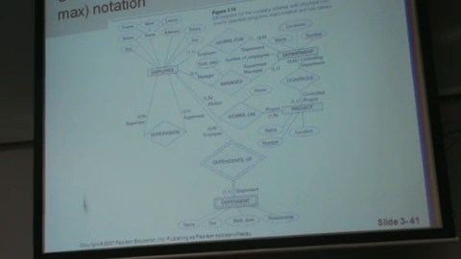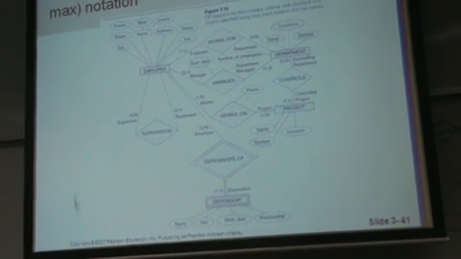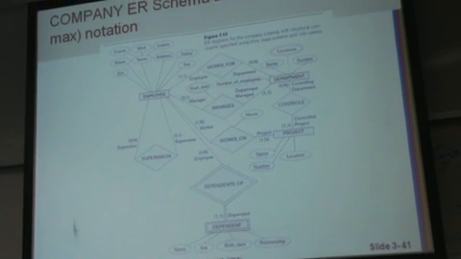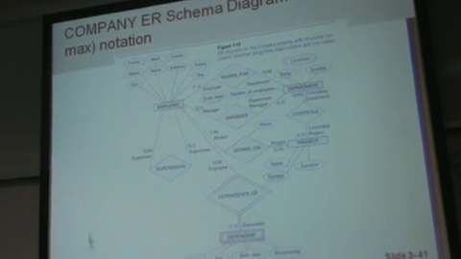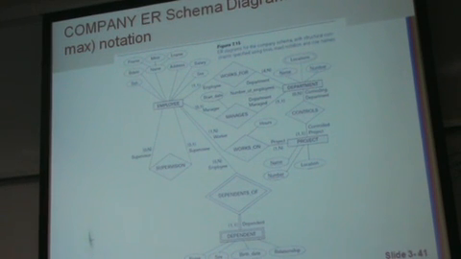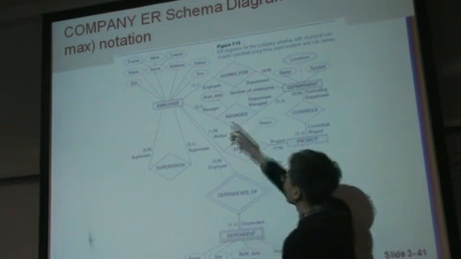Minimum four. So he will answer. No? I think that he knows, but he is shy to answer. Anyone else? Yes? Minimum 4 employees for each department. Mm-hmm. And maximum is like n. So unlimited. Okay. So that is the meaning of this relationship.